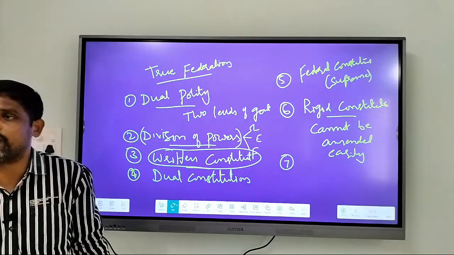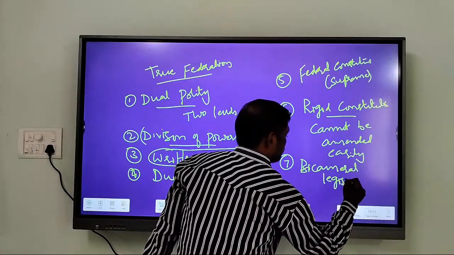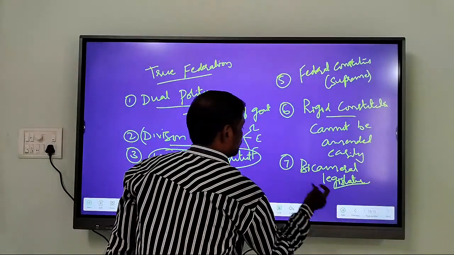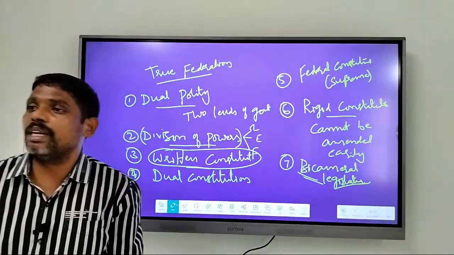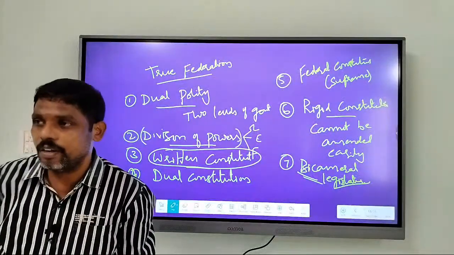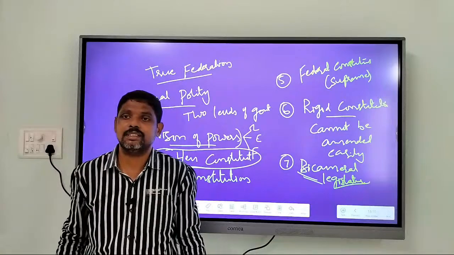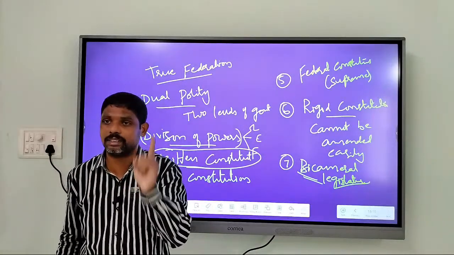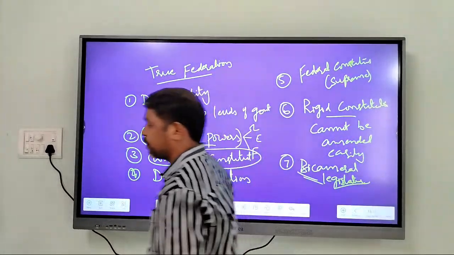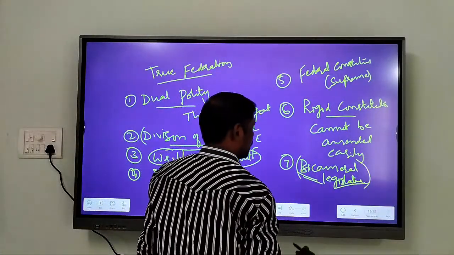Bicameral legislatures. Another feature of true federations is bicameralism, or bicameral legislatures. What do you mean by bicameral legislatures? It is the existence of two legislative bodies, and one of the legislative bodies is meant to protect the interest of states. If you take India, we have a bicameral legislature, Lok Sabha and Rajya Sabha. Out of these two, which one is meant to protect the interest of states? Rajya Sabha is meant to protect the interest of states. So Rajya Sabha is also called the Council of States. The primary purpose of Rajya Sabha is to protect the interest of states. So this is bicameral legislature.